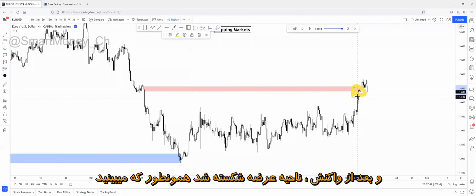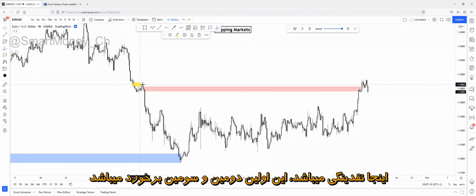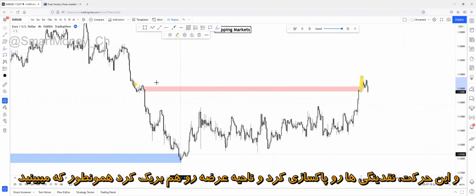And after the reaction, the supply zone has been broken, as you can see. And actually, you can call this a liquidity sweep to the upside too. Here's the liquidity. Here's the first tap, second tap, third tap, and basically this is part of the liquidity too. And this movement swept the liquidity and broke above the supply zone here, as you can see.